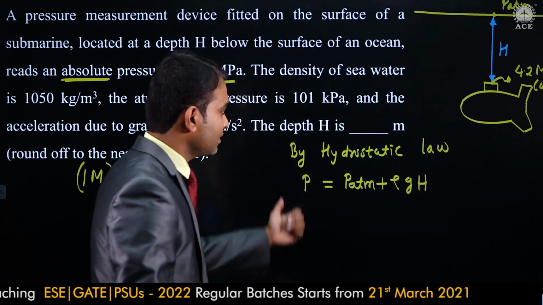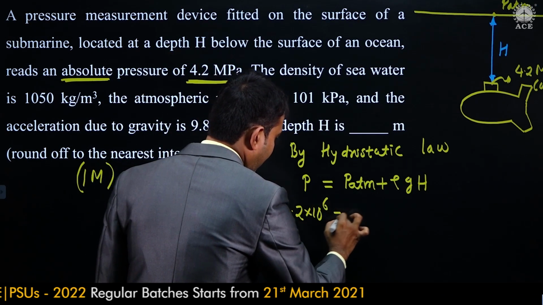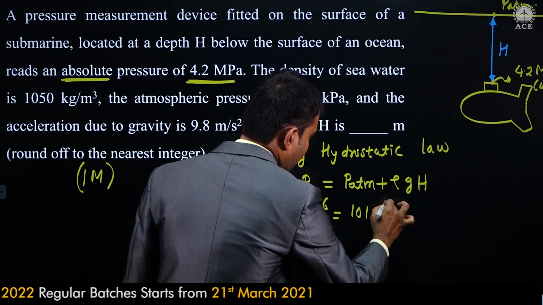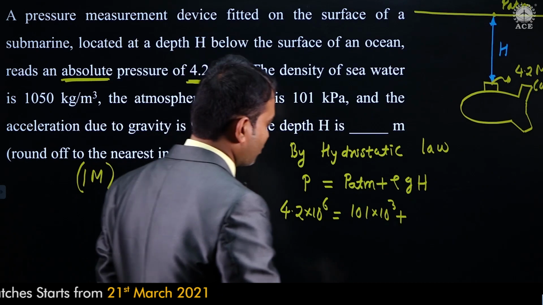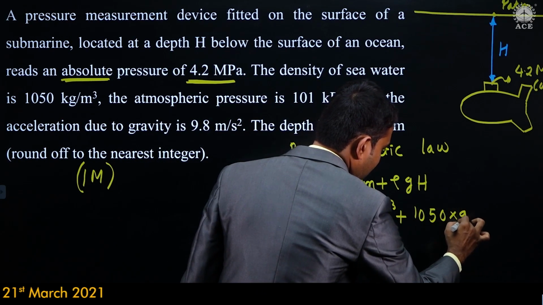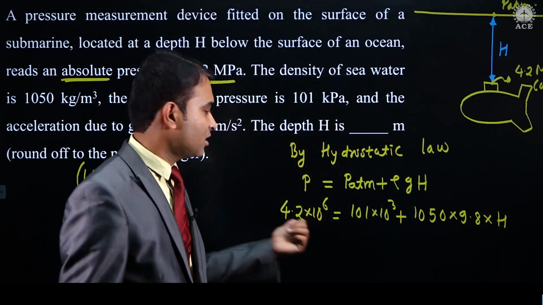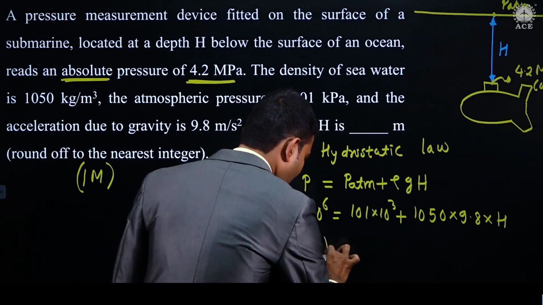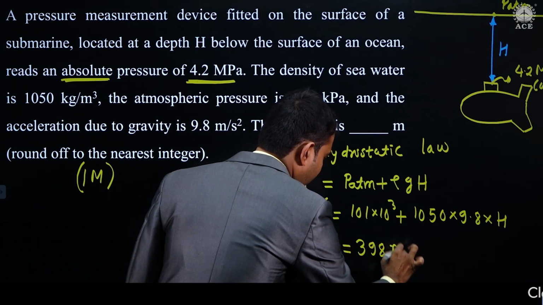Substitute the values. This absolute pressure is given 4.2 megapascal, atmospheric pressure is 101 kilopascal, density of sea water is different, it is given 1050. So don't take 1000 only, it is 1050, g is 9.8 into H. So this is one line calculation. If you perform this calculation, you will get H value 398 meter.